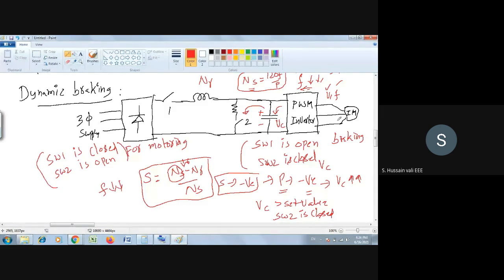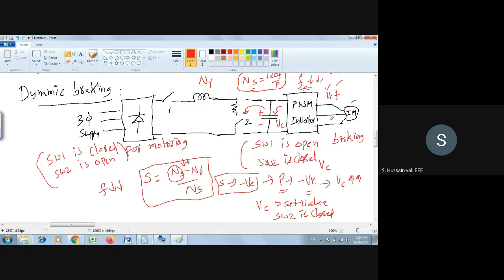So indirectly we can say the energy which is stored in the induction motor is dissipating in the resistor as heat, because you have opened the switch number 1. So this is called dynamic braking. So when you do this, what will happen now? The induction motor loses energy, and when the induction motor loses energy, its speed decreases. Okay, so that's called dynamic braking.